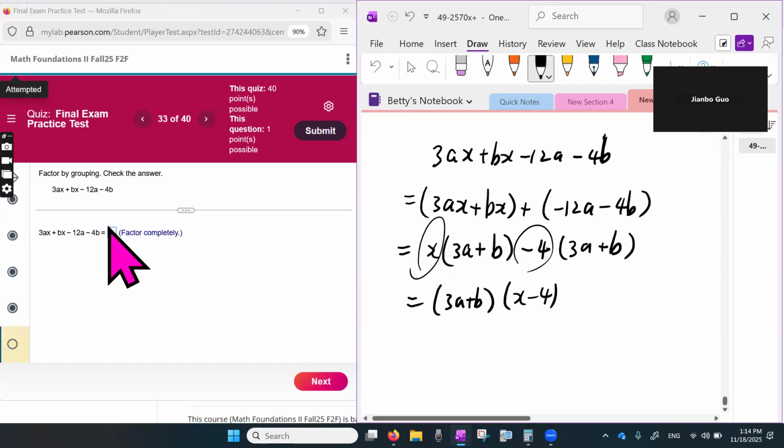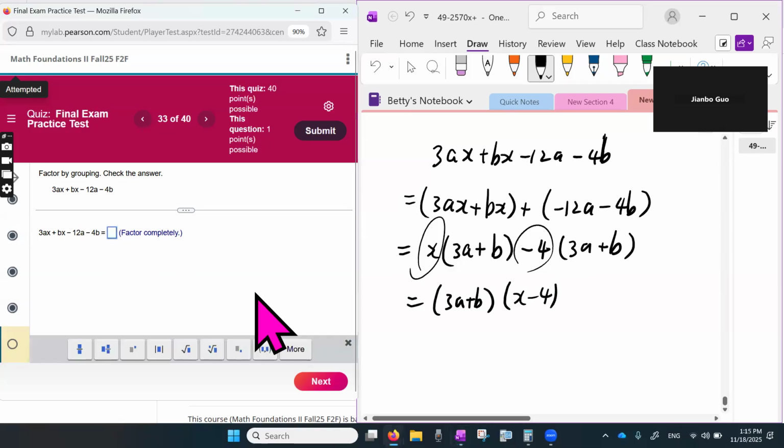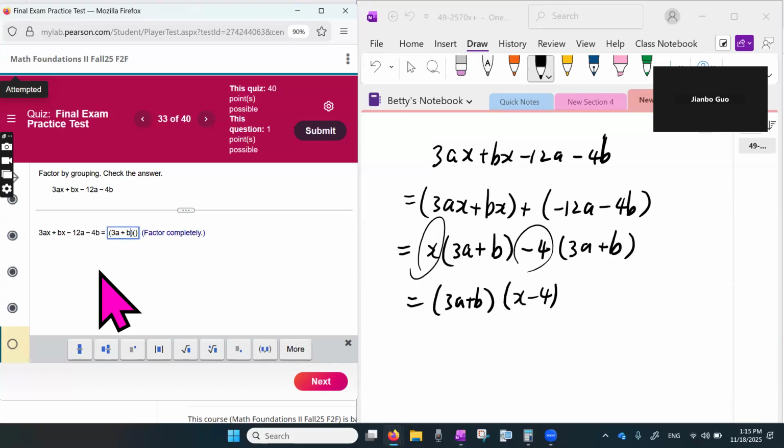So the final answer is parentheses times parentheses. First parentheses, 3a plus b, second parentheses, x minus 4. 3a plus b times x minus 4. Okay, next.